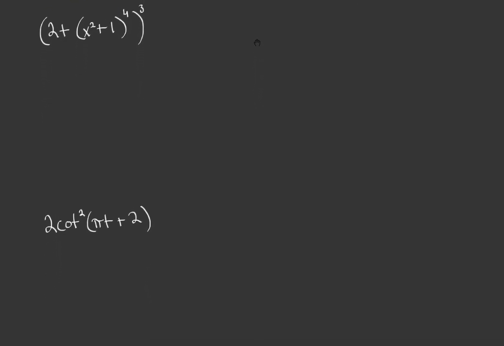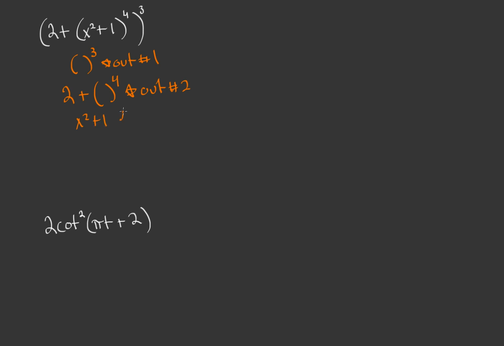Over here we have 2 plus, and then parentheses, x squared plus 1 to the 4th, and then all cubed. So our first outside here is this big parentheses, and that's cubed, right? So that's our out number 1. And then inside of here, it looks like we're going to have to use chain rule again. So our second out is 2 plus, and then whatever's in this parentheses to the 4th. So this is out number 2. And then inside of our to the 4th, we have an x squared plus 1. So that's our final inside, right?